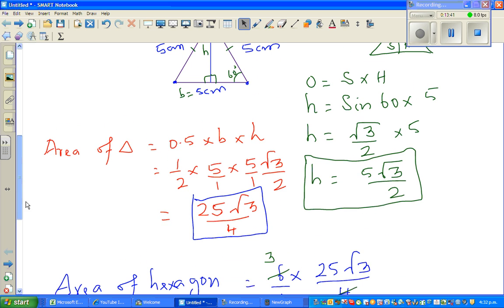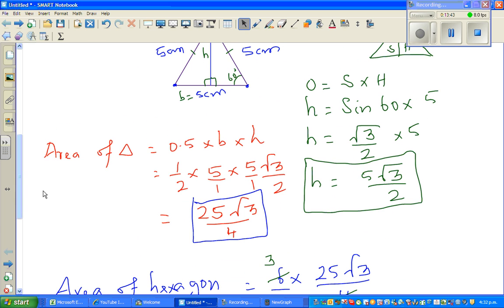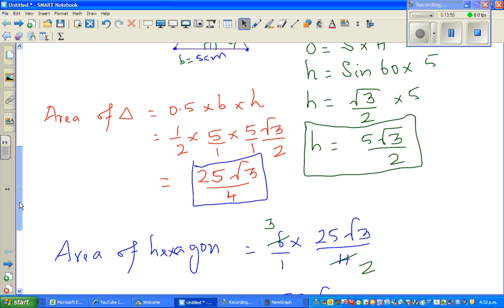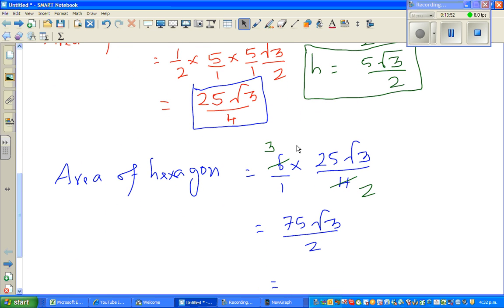So, the area of a triangle is base times height, base is phi, 25 root 3 over 4. That's right, and you've got 6 triangles, so multiplying by 6. So 2 times 3 is 6, and 2 times 2 is 4. 25 times 3 is 75. Okay, I think I'm right.